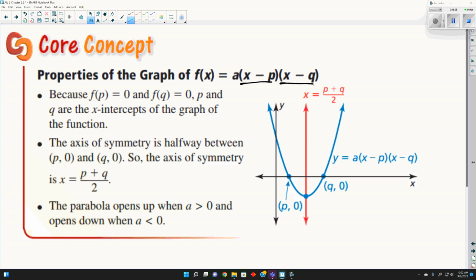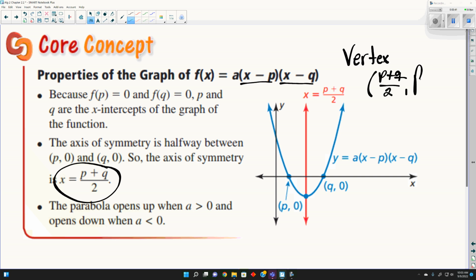Now the axis of symmetry and the vertex are really given to us by x is equal to p plus q divided by 2. It's not specifically stated, but we can say that the vertex is the point p plus q over 2, comma, f of p plus q over 2.